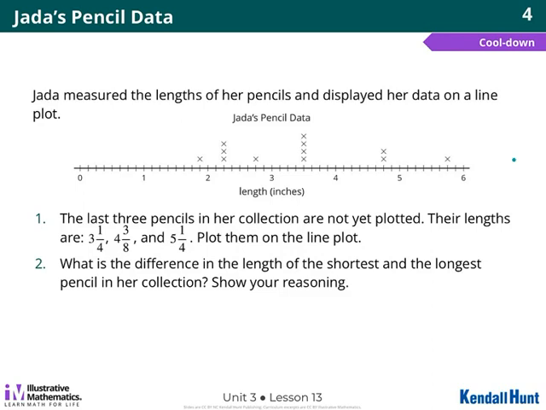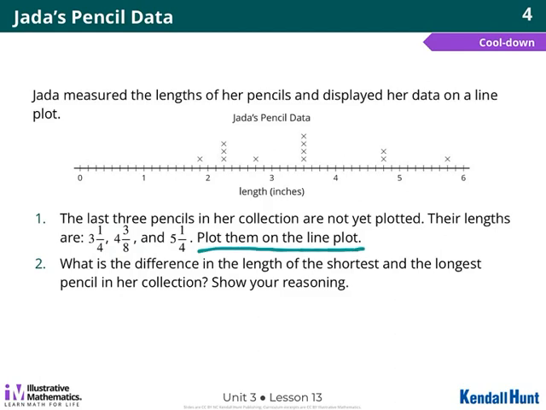Jada measured the lengths of her pencils and displayed her data on a line plot. The last three pencils in her collection are not yet plotted. Their lengths are 3 1/4, 4 3/8, and 5 1/4. Plot them on the line plot.